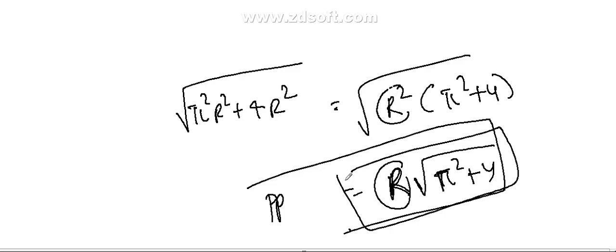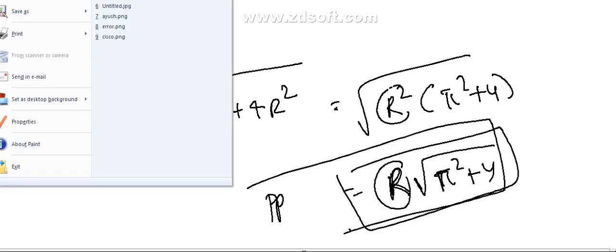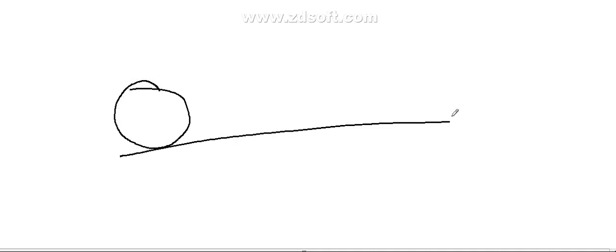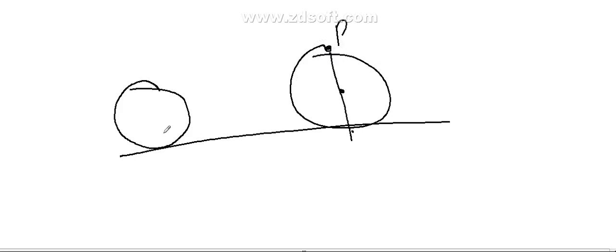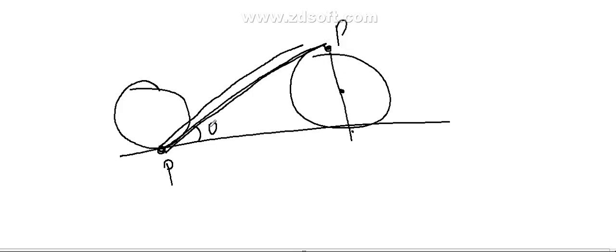Yes, sir. Now next is what? Now we'll talk about direction. What is direction? Let me redraw the diagram again. The distance is pi r, sir. Yeah, this is pi r. This is 2r. And this was what? R root pi square plus 4.